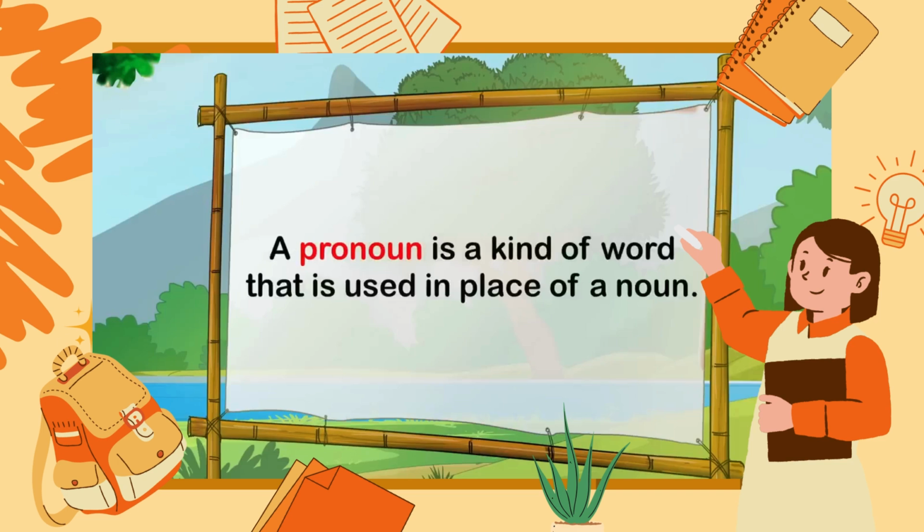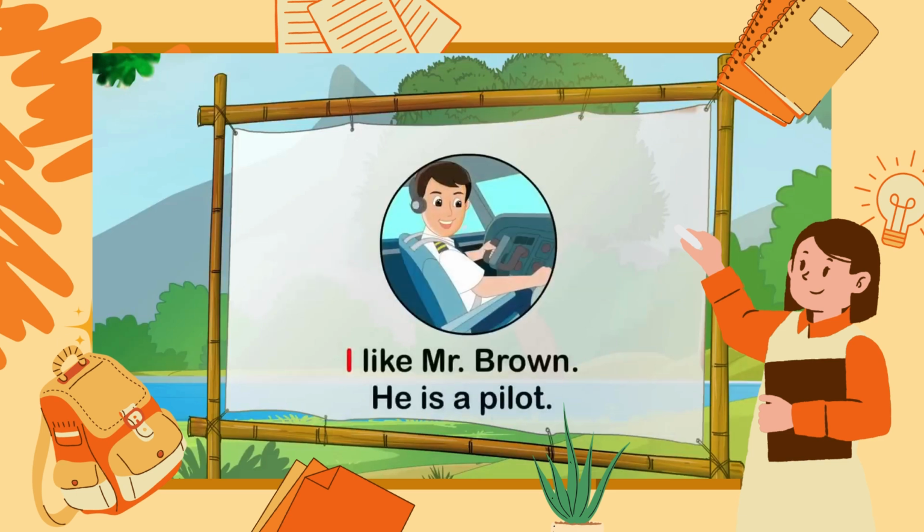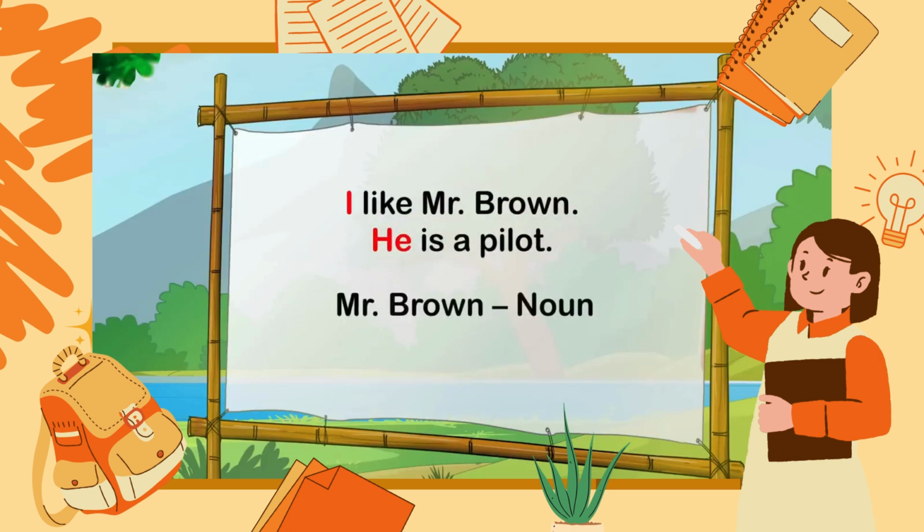A pronoun is a kind of word that is used in place of a noun, so that we don't repeat the noun. For example, I like Mr. Brown. He is a pilot. Here, Mr. Brown is a noun. In the second sentence, we refer to him as he. So, he is a pronoun.